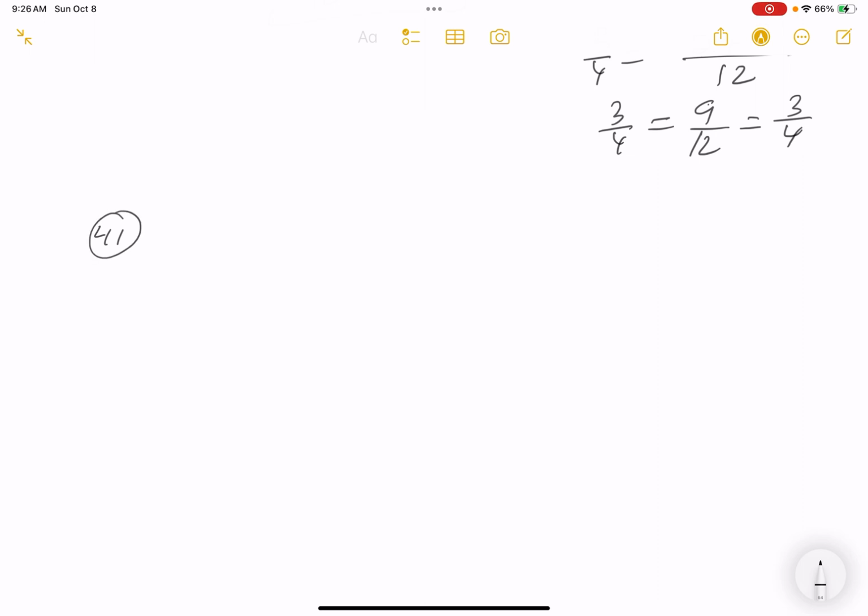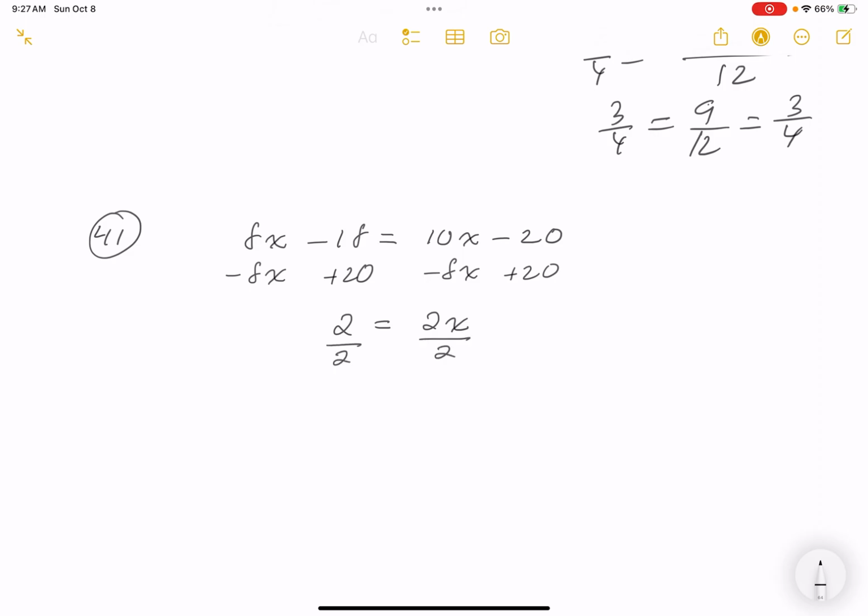And looking at 41, I see 8x minus 18 equals 10x minus 20. All right, so what I'm going to do over here, I'm going to subtract 8x from both sides. I want to get x onto one side, and I'm going to add 20 to both sides. Now, I consider that two steps, by the way. But let's go through it. What do you get on the left side? You get 2. What do you get on the right side? You get 2x. All right, now what I'm going to do is divide both sides by 2, and you get 1. x equals 1.